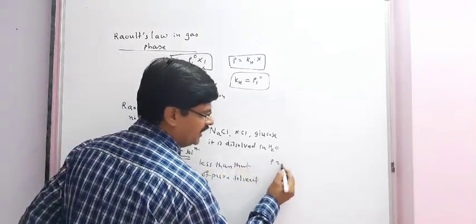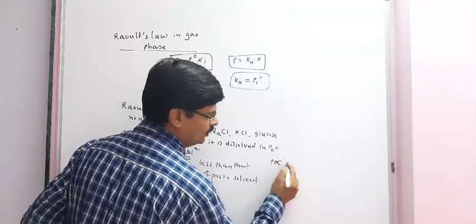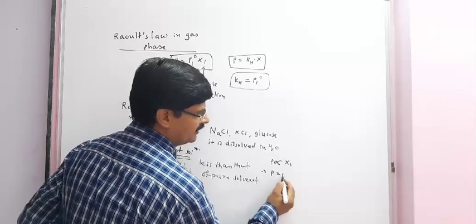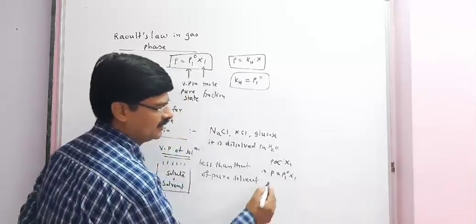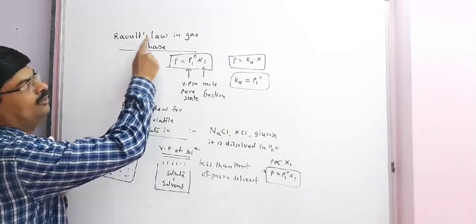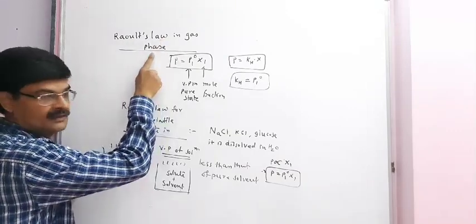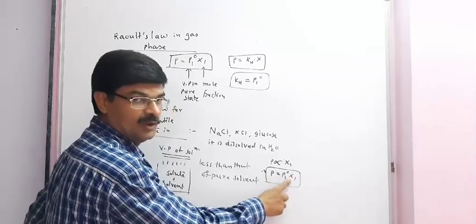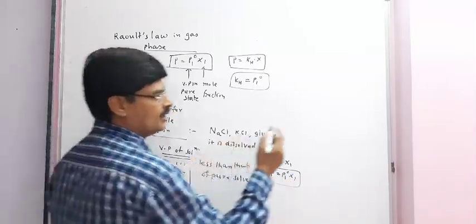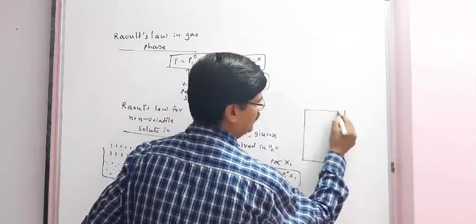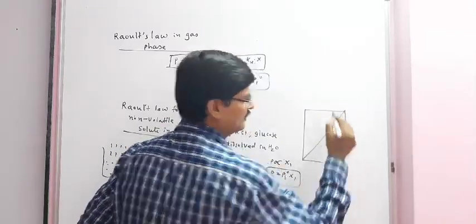So we will get P proportional to X1. On removing the proportionality, we get P is equal to P1 naught X1. So when we consider Raoult's law, we get the formula P is equal to P1 naught X1 only. And if we draw the graph, then the graph will be of this manner.